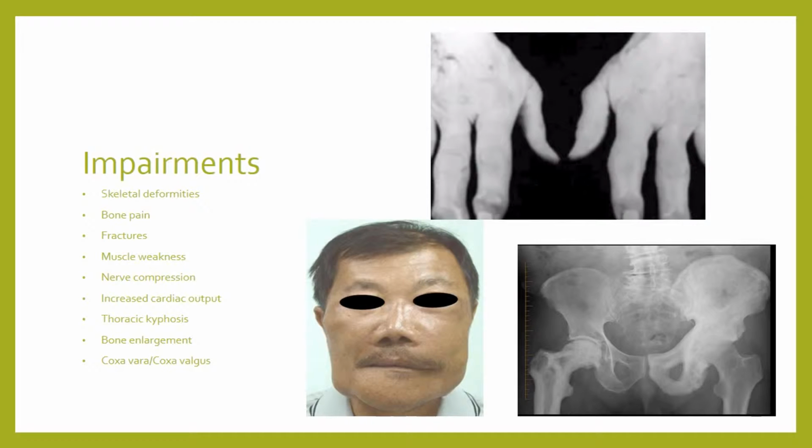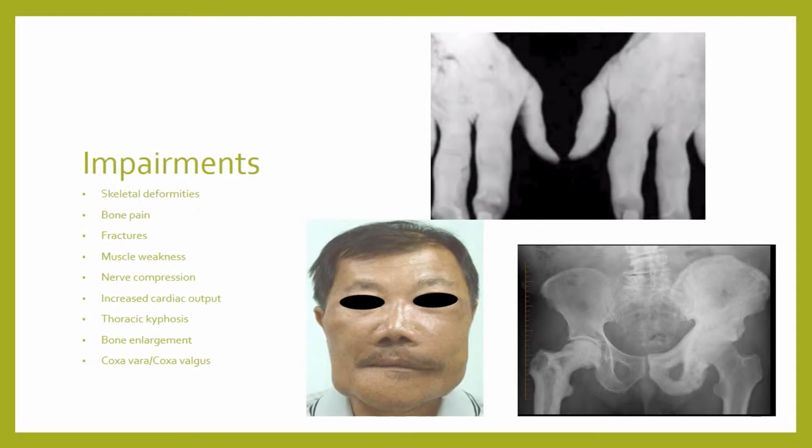Paget's disease causes multiple impairments, functional limitations, and disabilities, and it can affect multiple systems, including the musculoskeletal, nervous, and cardiovascular systems. Musculoskeletal impairments include deformities of the skeleton, bone pain, fractures, muscle weakness, and muscle stiffness. Nervous system impairments include nerve compression, decrease in mental functioning, and sensorineural hearing deficits. Cardiovascular impairments include an increased cardiac output and failure of the heart in worst cases.